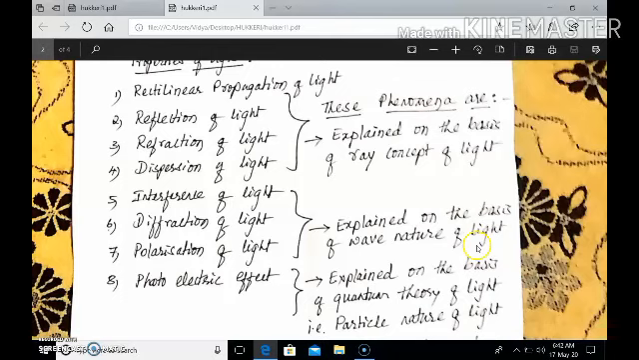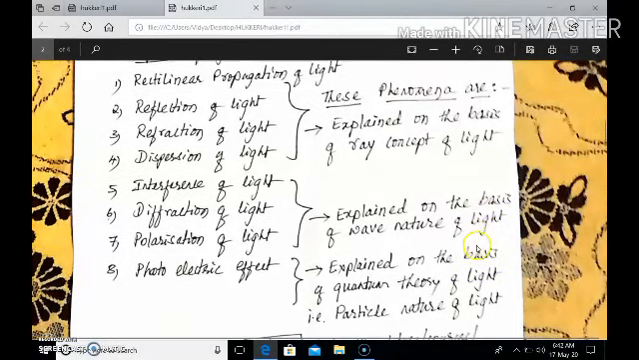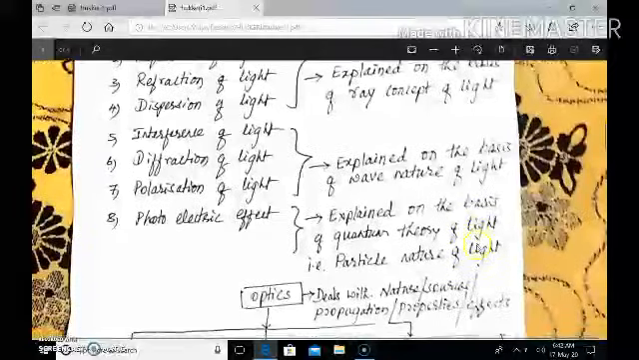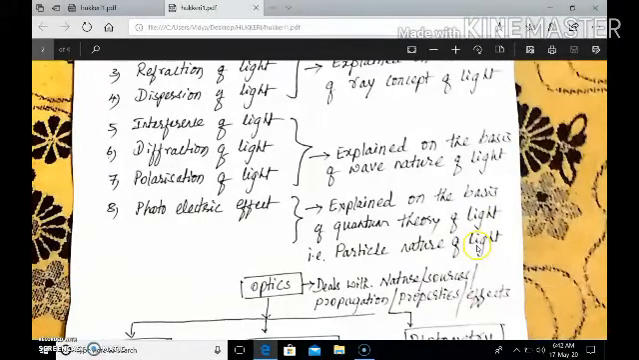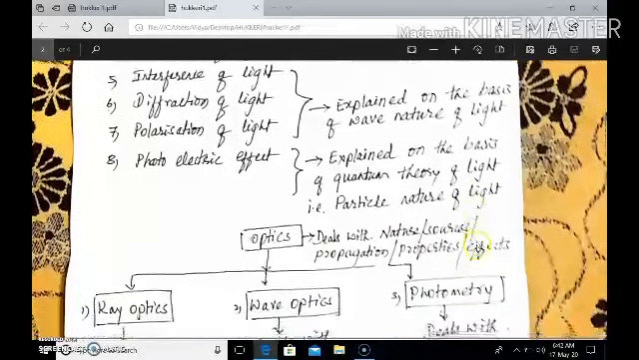The properties of light: interference of light, diffraction of light, polarization of light, photoelectric effect. Excluding the photoelectric effect, the 5th, 6th and 7th properties are explained only on the basis of the wave nature of light. Whereas the eighth property of light, that is the photoelectric effect, can be explained on the basis of Max Planck's quantum theory of light, that is the particle nature of light.